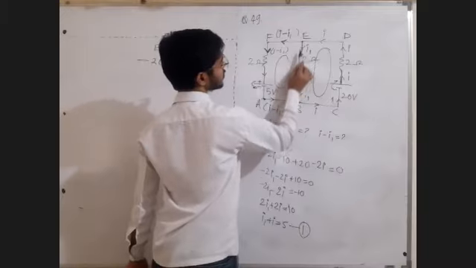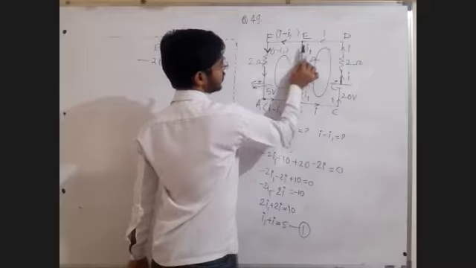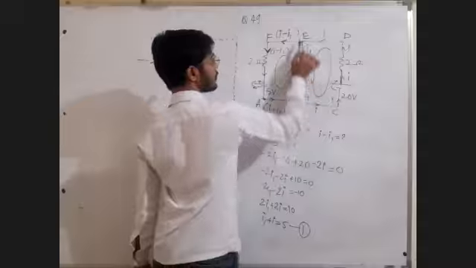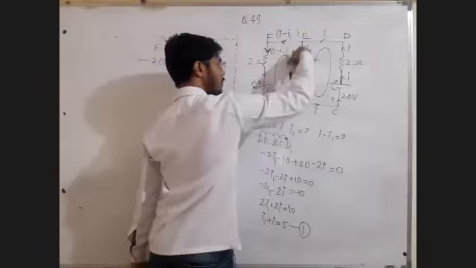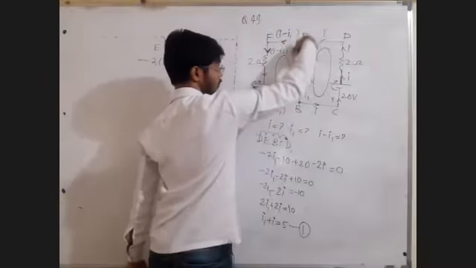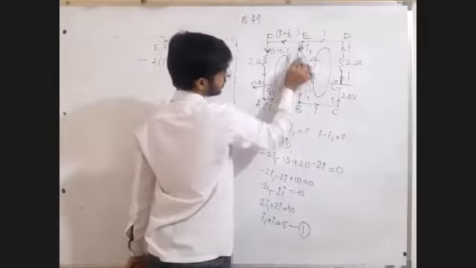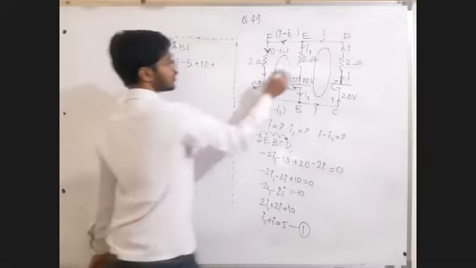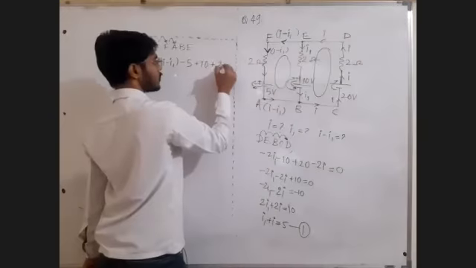Now I encountered the resistor. In the direction of current, voltage is negative. I am moving from B to E, but the current is from E to B. So I am moving opposite to the current, so voltage is positive. So 2 into I1 plus 2 into I1.